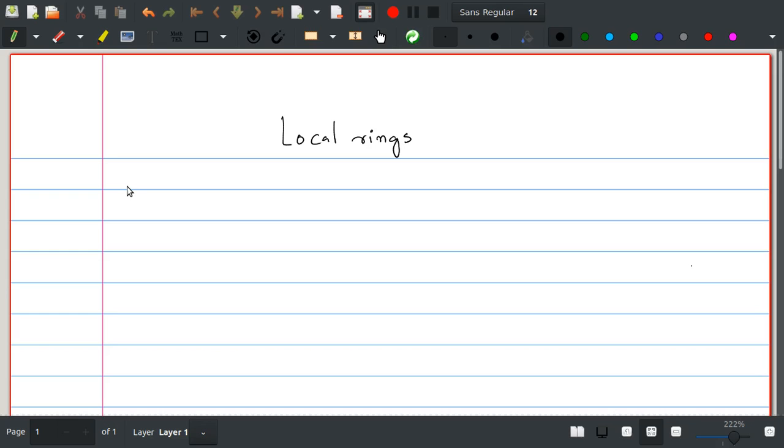There are rings with exactly one maximal ideal, and such rings are called local rings. For example, if we look at a field, which is a ring, in these rings 0 is the only maximal ideal. So any field is a local ring. So let us define these rings.